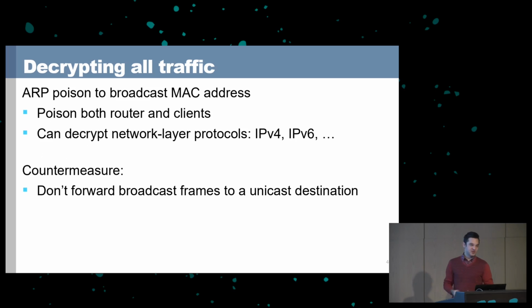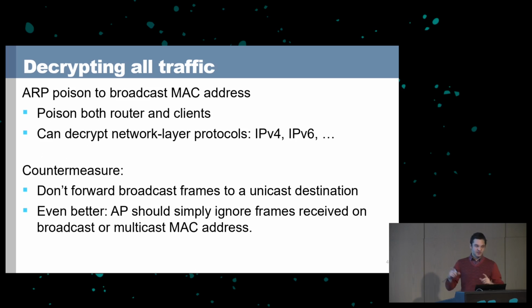So that's actually quite simple. How can we prevent this? Well, the first thing is that if the access point receives a broadcast frame, but with a unicast final destination, it should not forward these. And an even better countermeasure is that in an infrastructure network, so not necessarily in a mesh network, but in an infrastructure network where you have an access point, the access point should simply ignore frames that are received on a broadcast MAC address. And then these issues would be avoided.